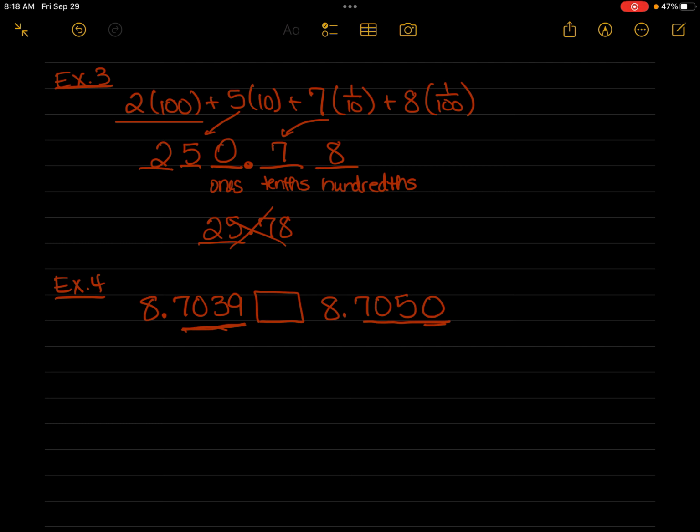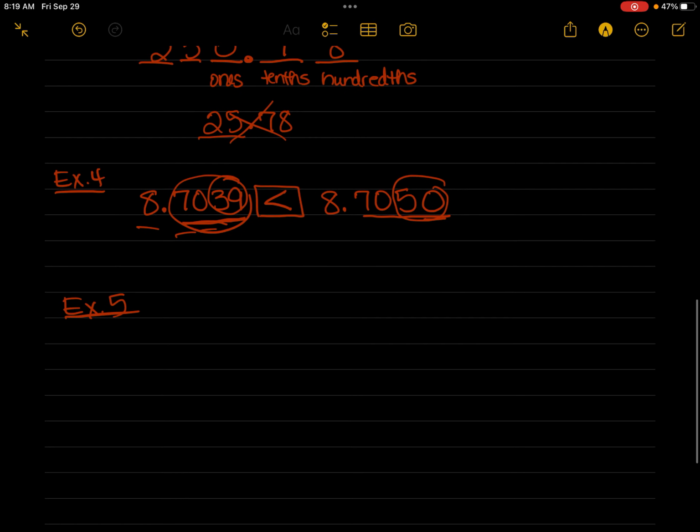So now I can just look at this number. So it's the same all the way until we get to this last part. That's 39. This is 50. So 8 and 7,050 10,000ths is the bigger number. Okay. And you would do the same thing if you were writing out from least to greatest. You always make sure that you have the same number of places. So let's just do one quick one like that.